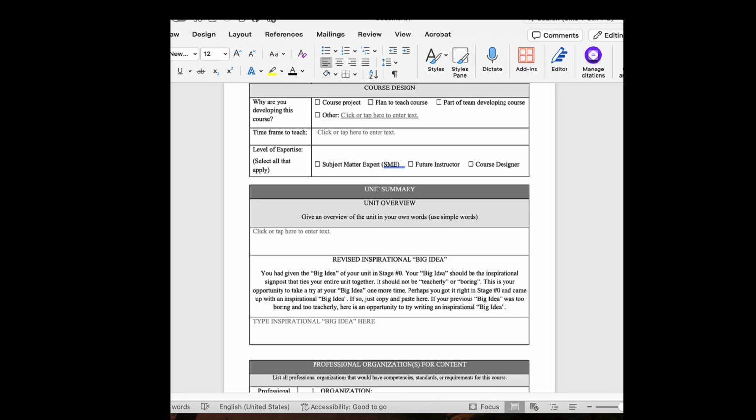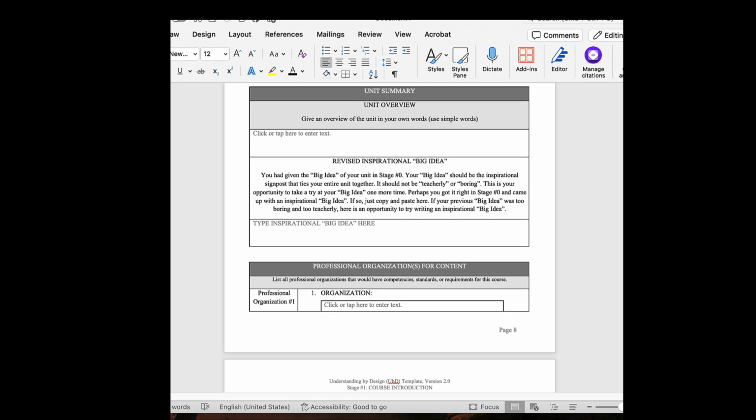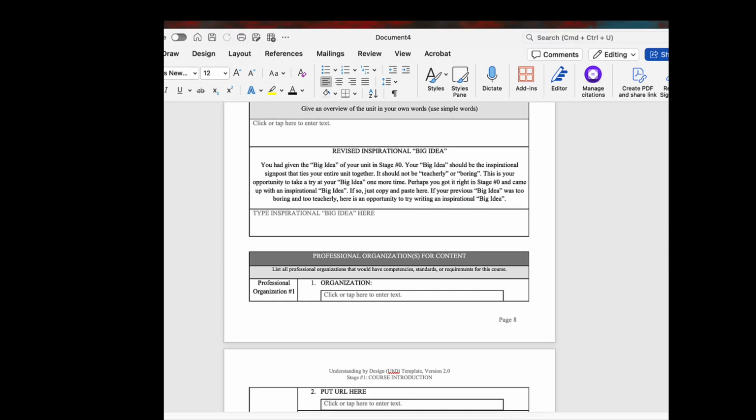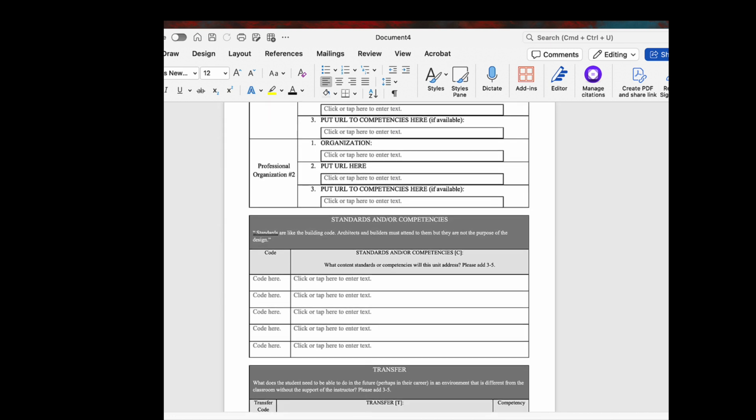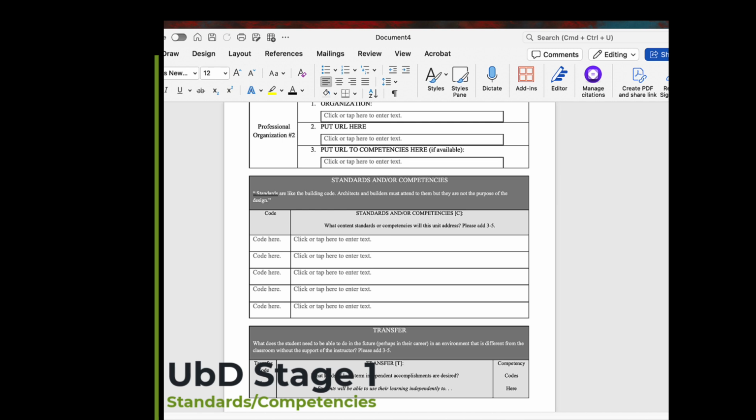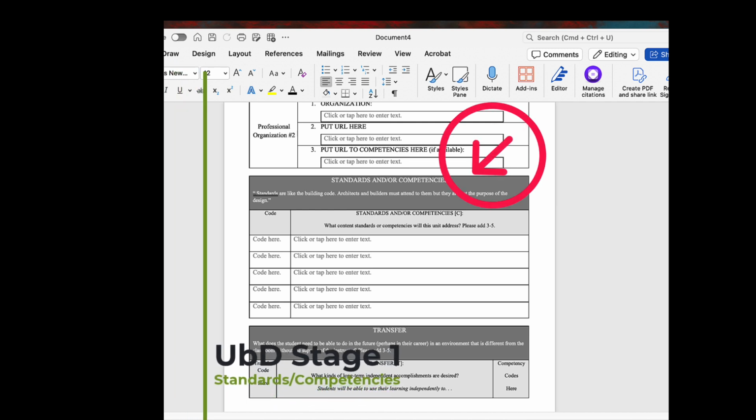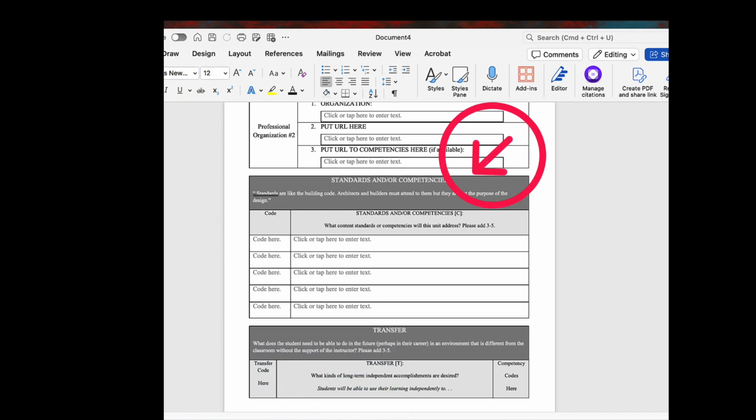The big idea helps us understand what this class is for and what the students are going to take away from it. Next, we're going to take some time to identify our standards or competencies for this course. Competencies in some ways are the whole focus point of Stage 1. This is where we clearly define our expectations for what students need to take away from this course and what they will be able to do with what they've gained.